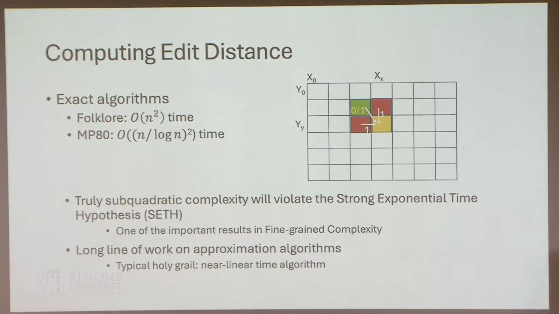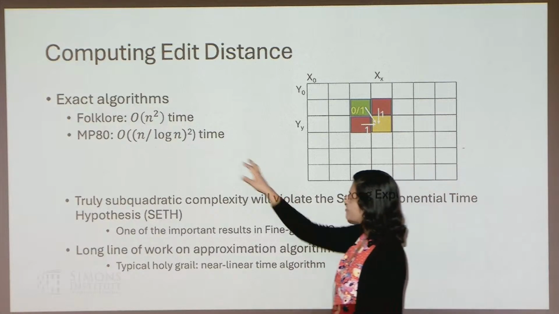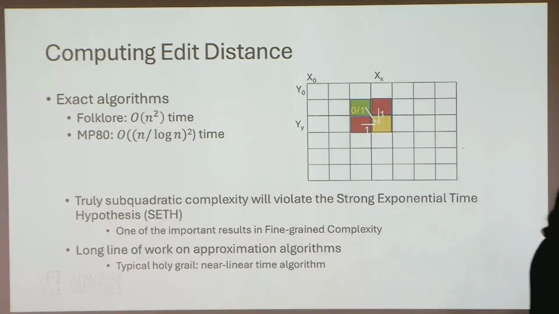And there has been some improvement over this n squared running time, but only in polylog factors. And also there is a very good reason why you cannot get any improvement beyond this polylog factor, because if you do, then it will violate the strong exponential time hypothesis, and this is one of the cornerstone results of fine-grained complexity. Piotr is one of the authors who proved that any truly subquadratic algorithm for edit distance will violate the strong exponential time hypothesis.